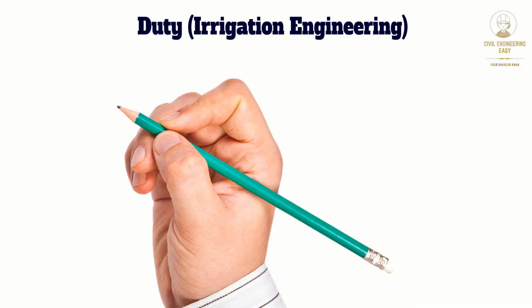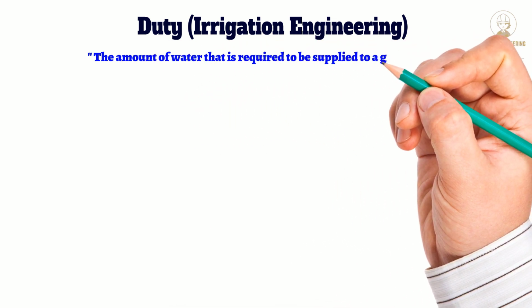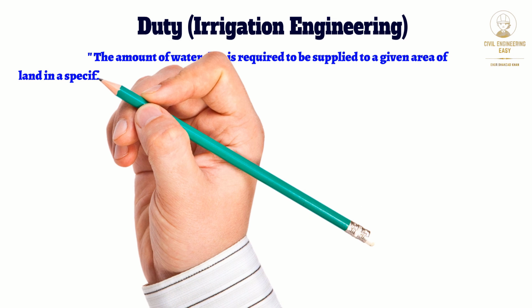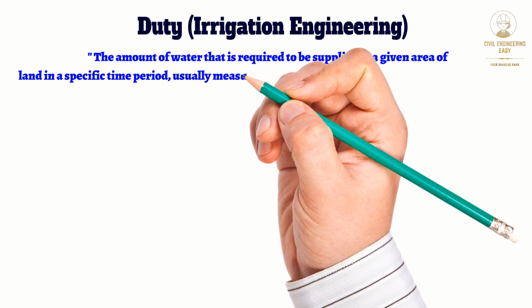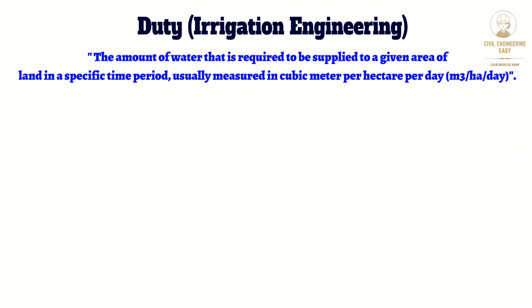Now let's come towards the topic, duty. In irrigation engineering, duty refers to the amount of water that is required to be supplied to a given area of land in a specific time period, usually measured in cubic meter per hectare per day.